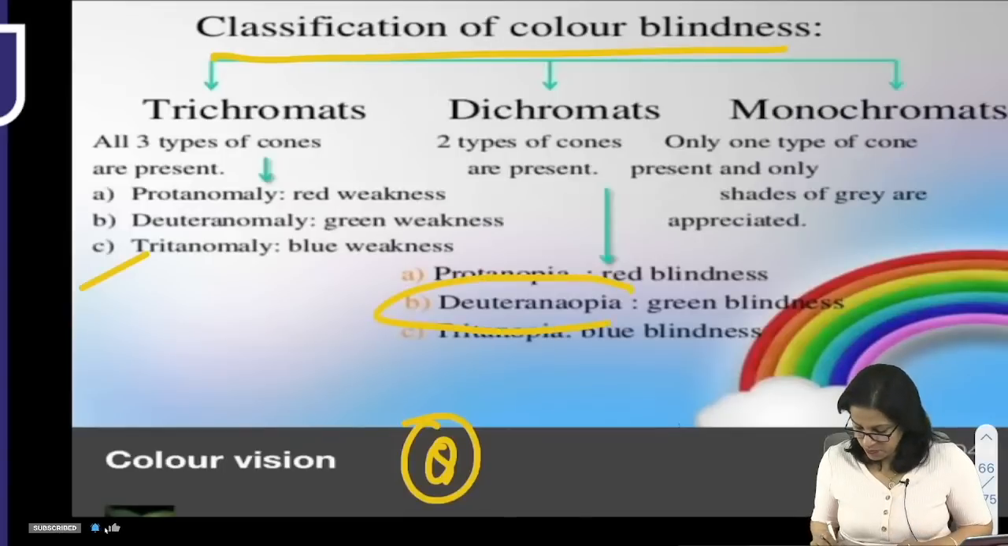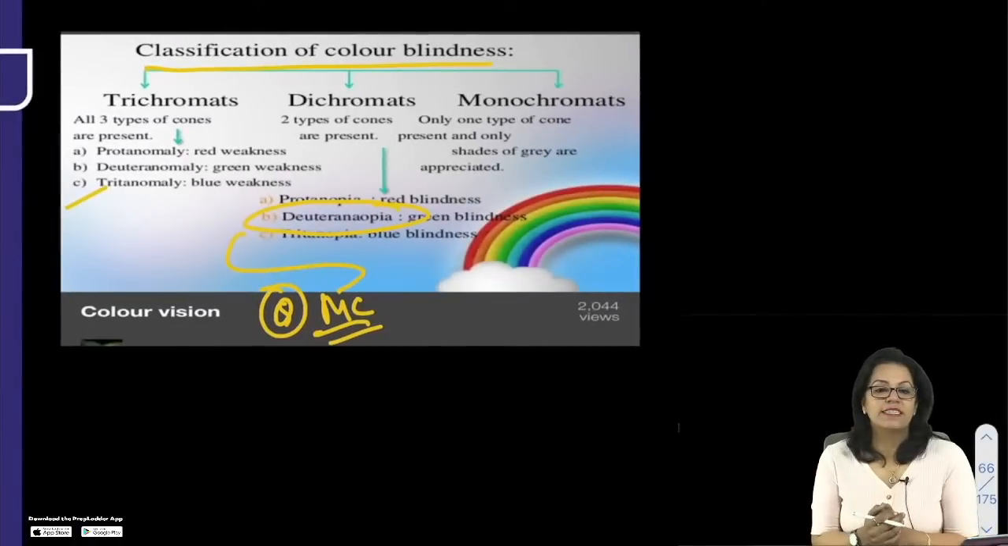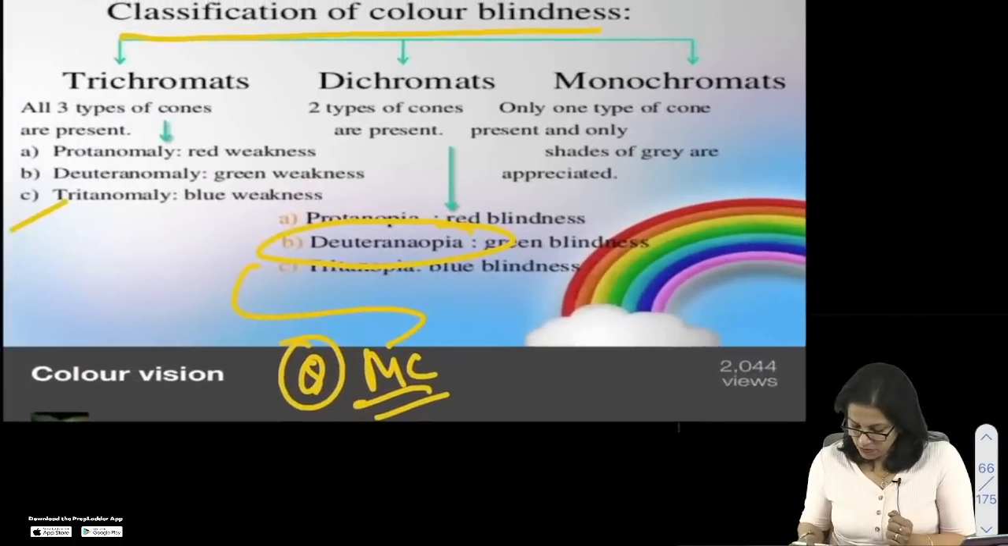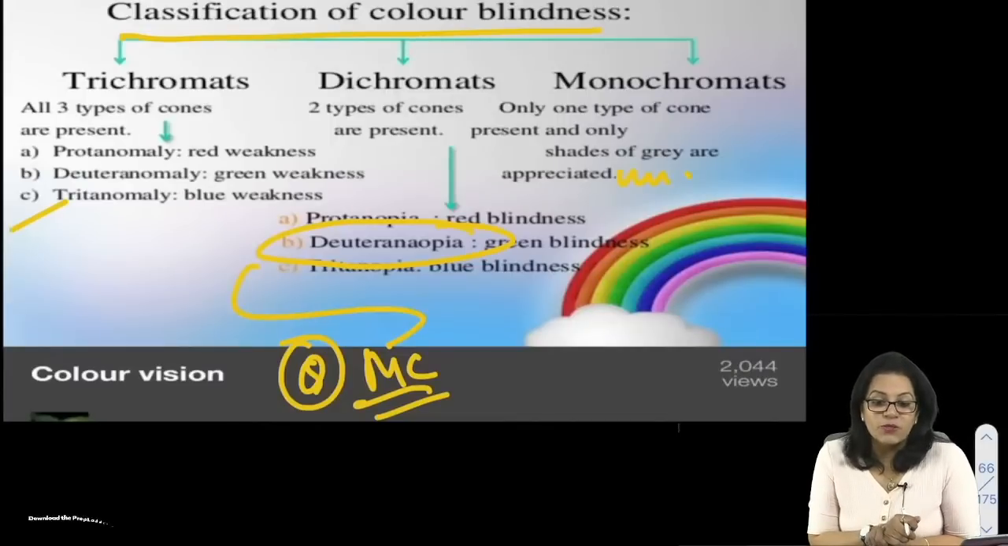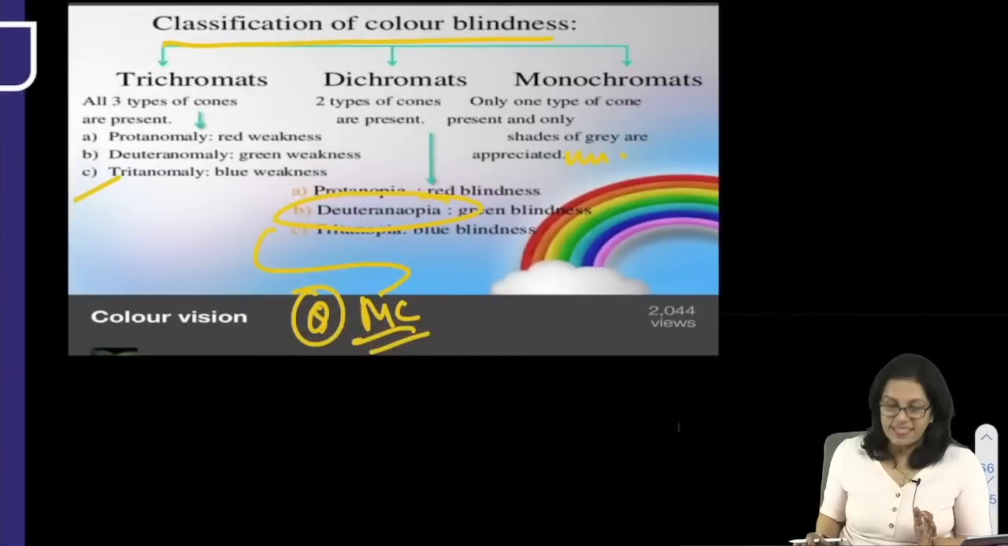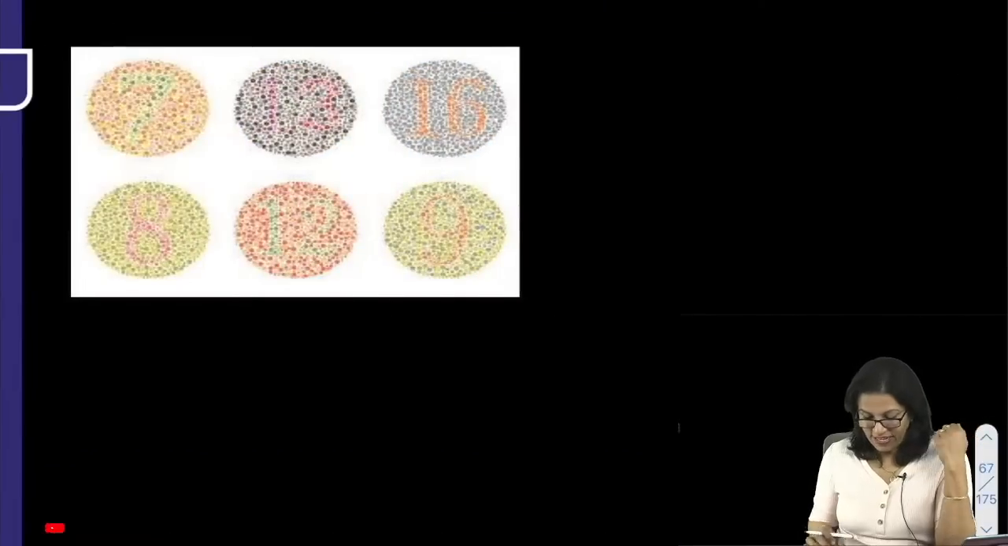It is deuteranopia. This is most common. Okay, remember this. And monochromats is only when it sees all the colors as just grades of shades of grey, nothing else, right? So this is about your classification. Then I think recently this NEET PG only, last time they have asked you about your Ishihara chart.